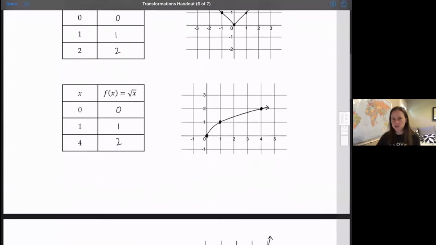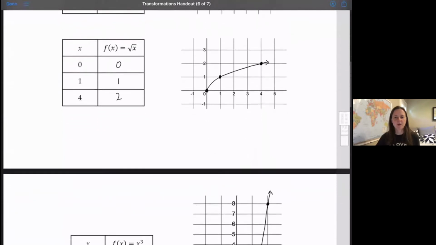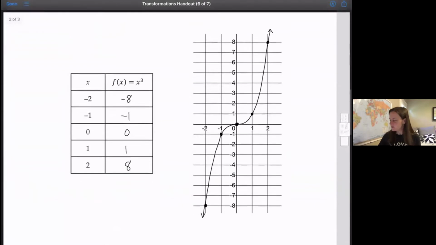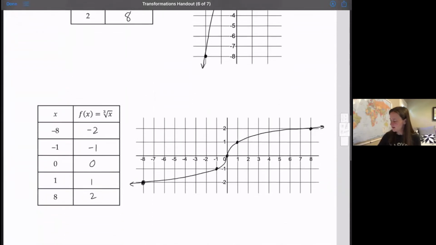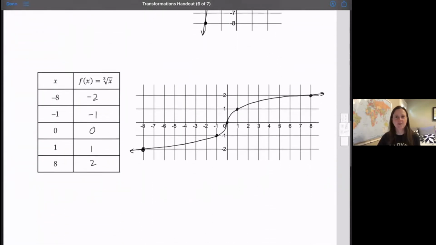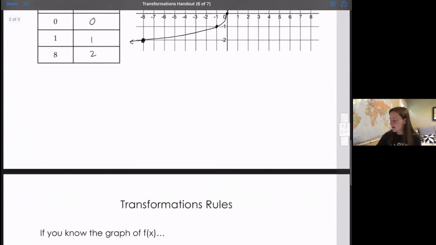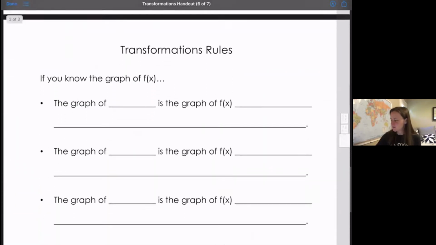Root x being that sort of a sideways half parabola. And then x cubed, our snake shape passing through the origin, and then kind of the sideways flipped version of that for cube root of x. So now we're going to fill out this transformation rules worksheet.